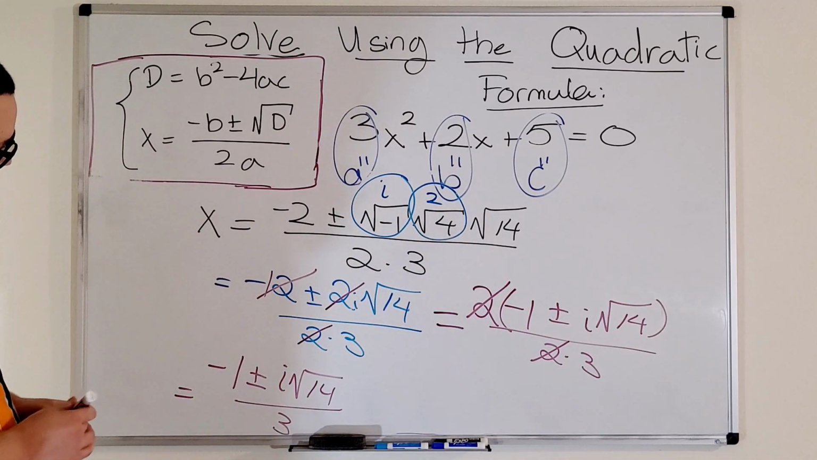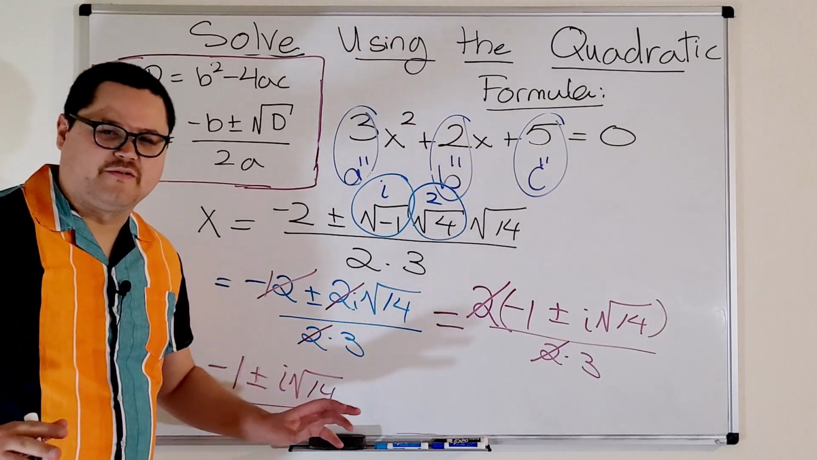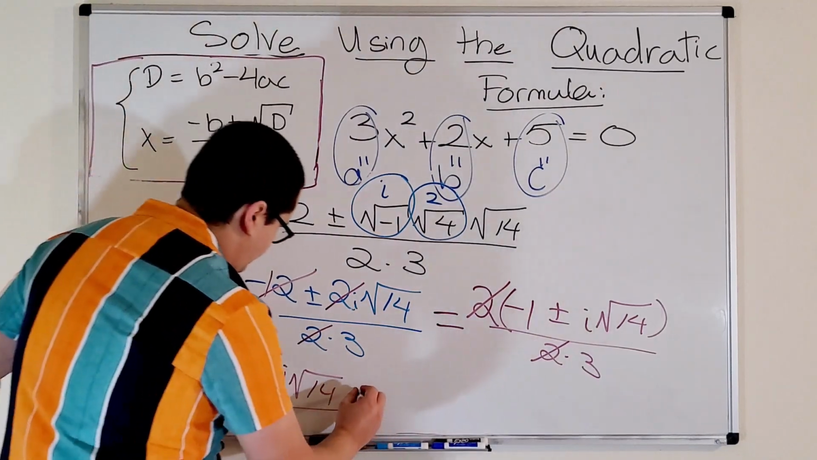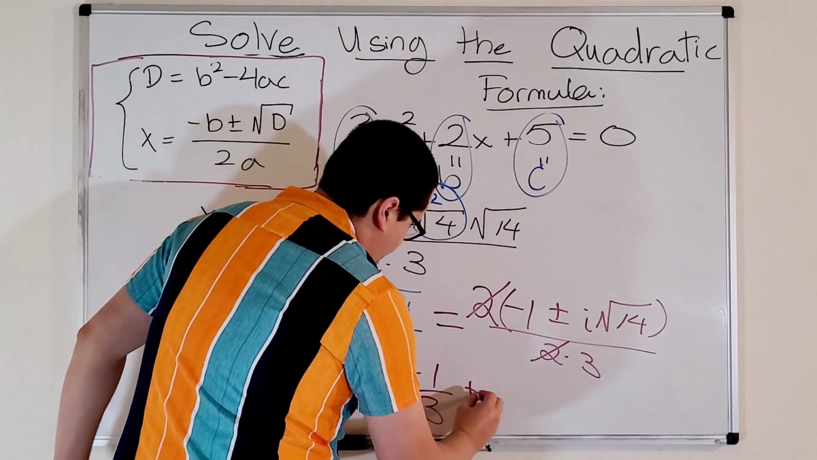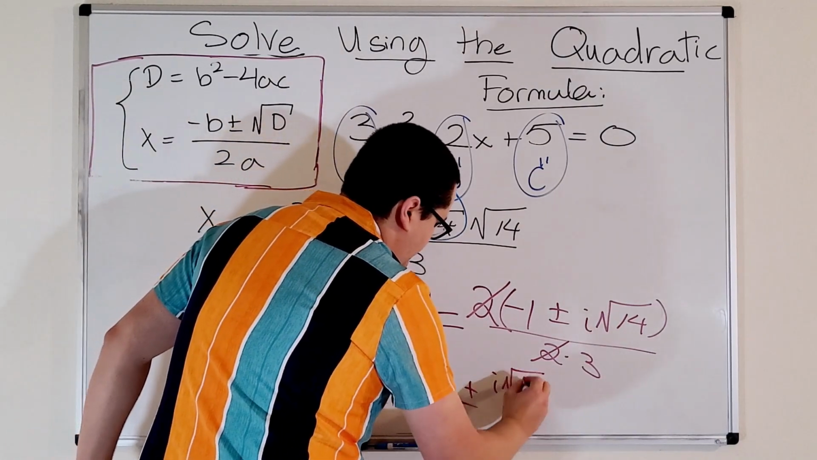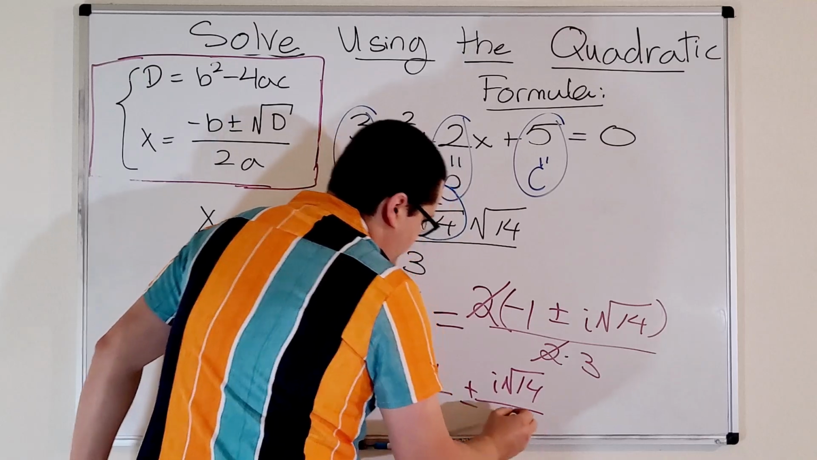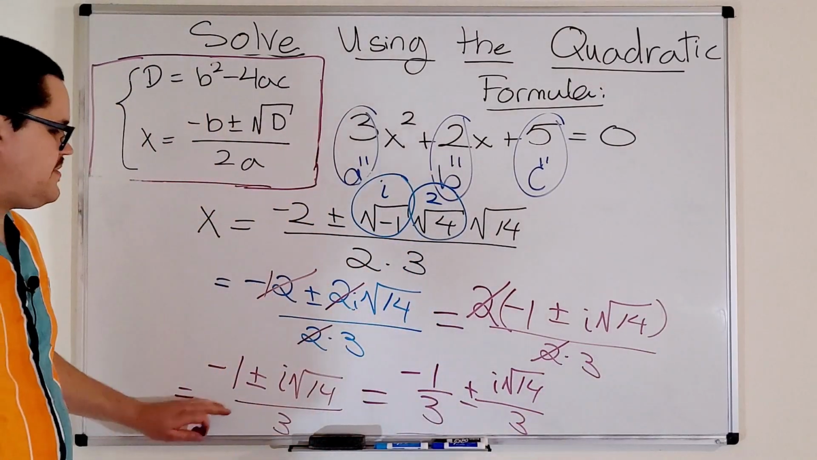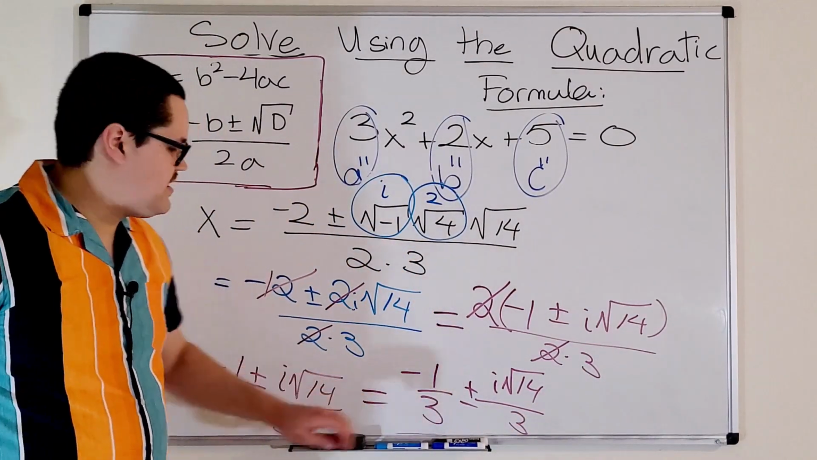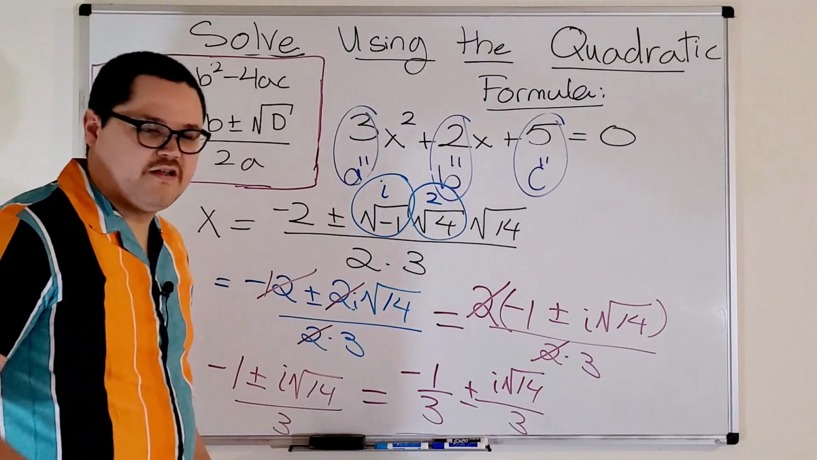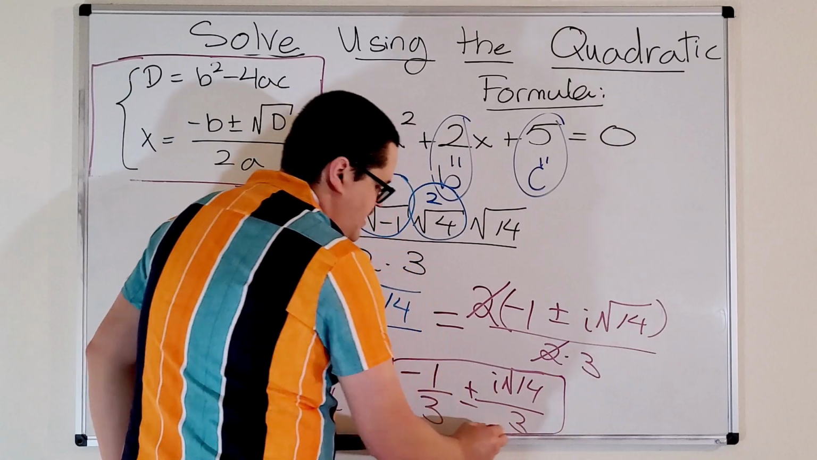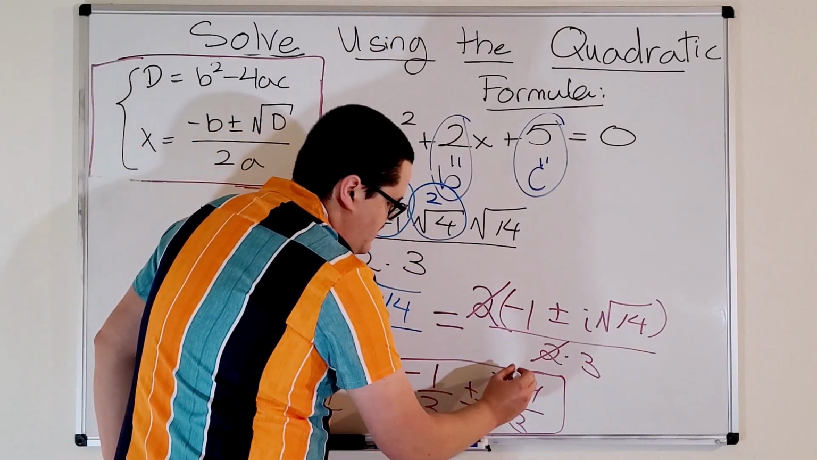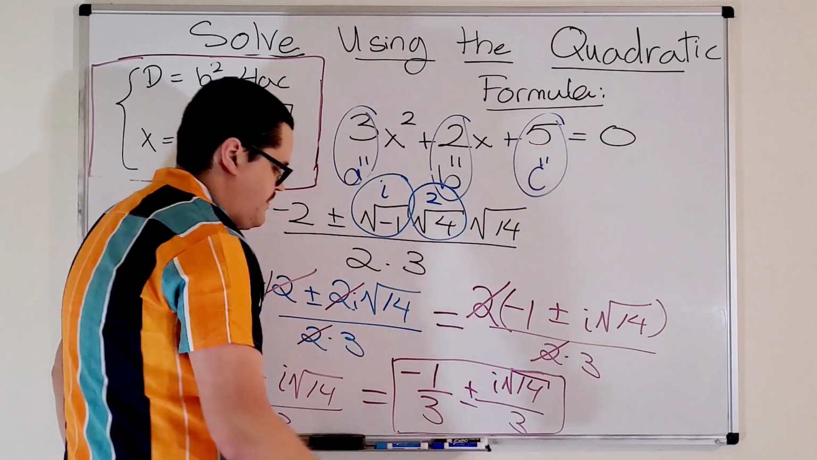Another way to write this is we could break it apart into 2 separate fractions, and we'll get negative 1 over 3 plus or minus i root 14 over 3. Now either one of these should be acceptable final answers, but I'm going to circle this one just because this is the answer we got when we solved this by the method of completing the square.